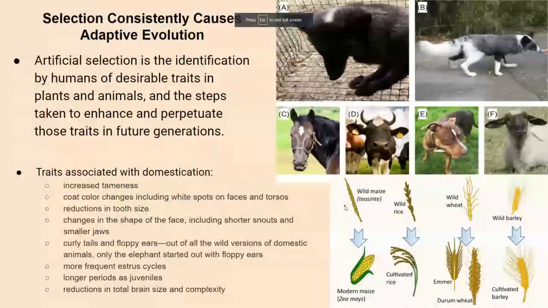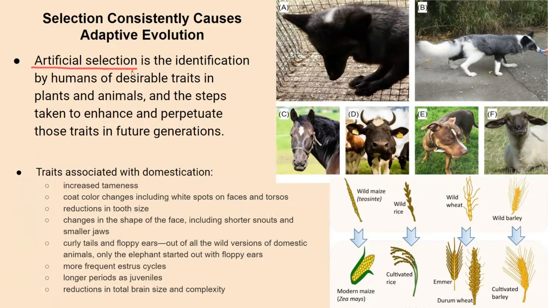Now, what if humans decide who gets to mate? If humans decide who gets to breed and who gets to pass on the genes, this is called artificial selection. And artificial selection is super interesting because humans usually choose one or two traits that they really like and they select for that trait. But other traits associated with domestication start to pop up. And it doesn't matter what species this is, it still holds true. Many of these things will happen unintentionally through the process of domestication.